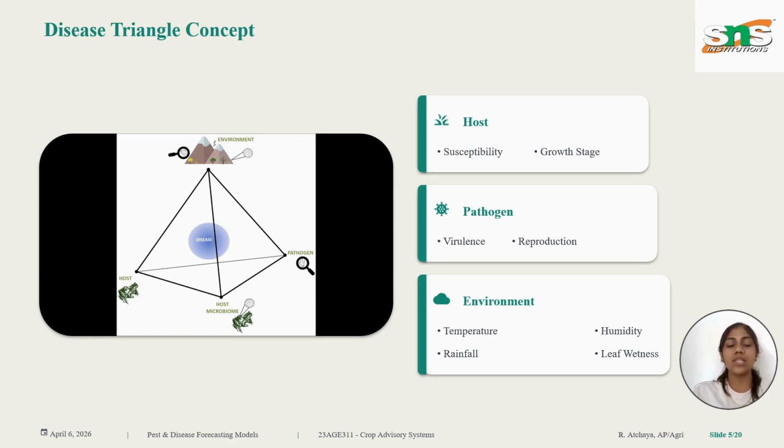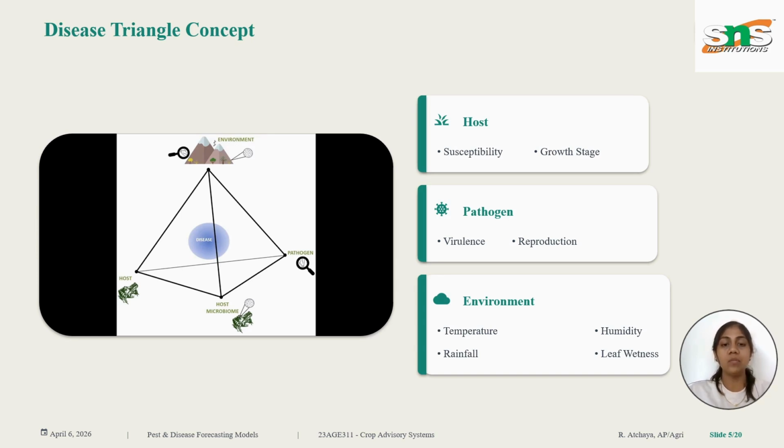First, host means the crop plant. Its susceptibility and growth stage matter. Young crops may be more vulnerable. Second, the pathogen. Pathogen means the disease causing organisms like fungi, bacteria, and viruses. Third, environment includes temperature, humidity, rainfall, and leaf wetness. These factors strongly influence disease development.